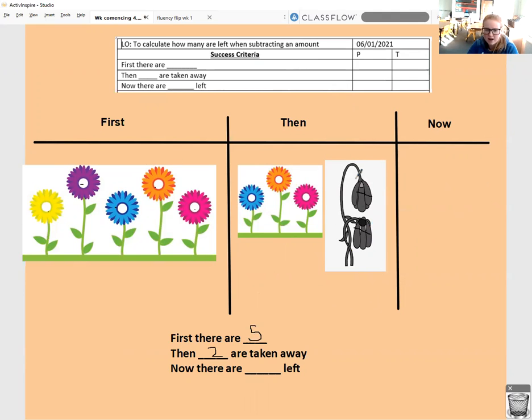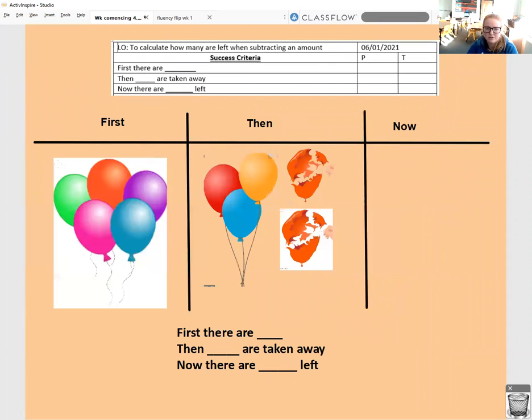So we started with 5. 2 have been taken away. How many are left? So 1, 2, 3, 4, 5. They've gone. There are 3 left. So first there were 5, then 2 were taken away. Now there are 3 left.